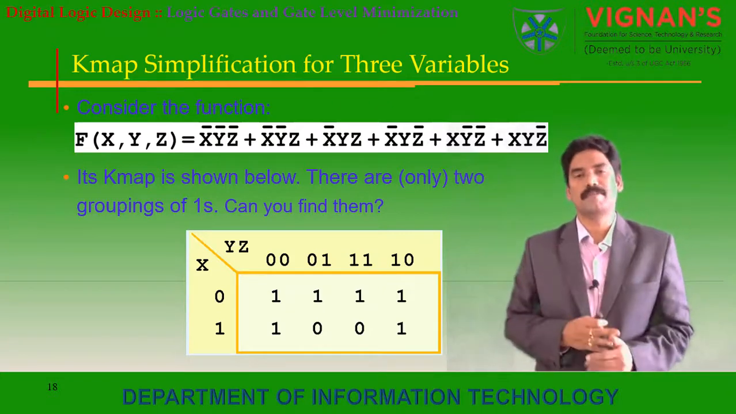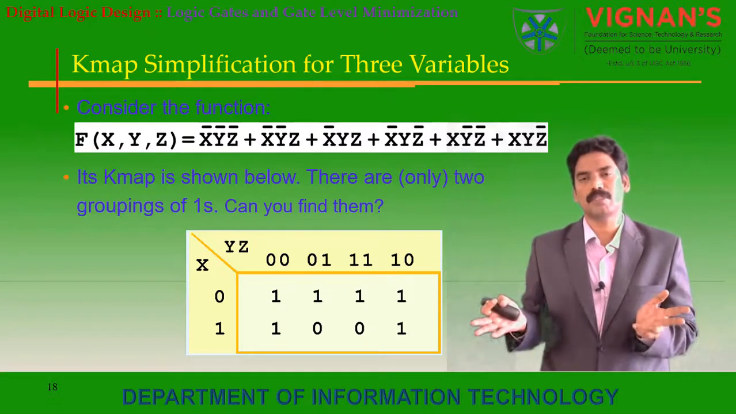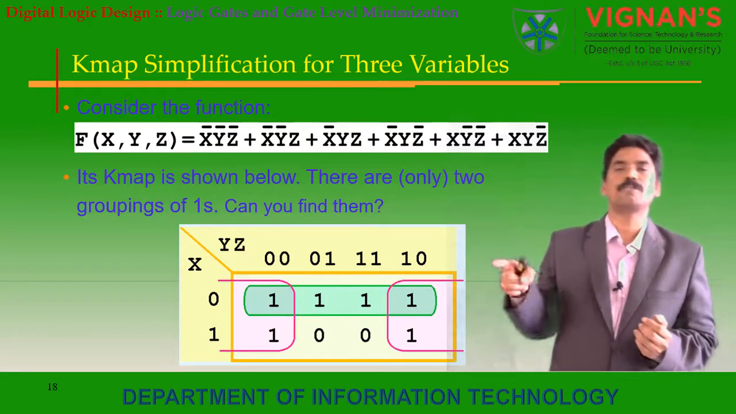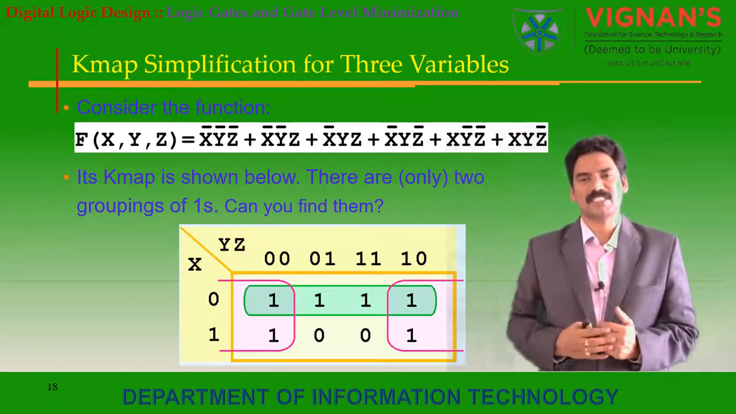And how to group the elements? Is 4 grouping possible? Yes, 4 grouping is possible. We have two 4 groupings possible. So how to find the simplified expression for this?